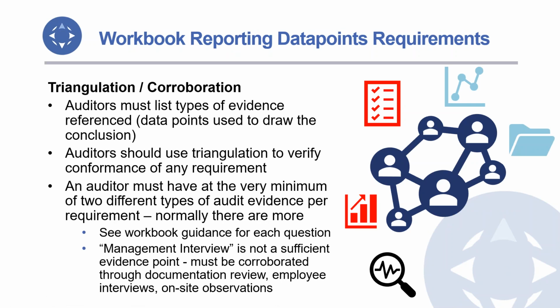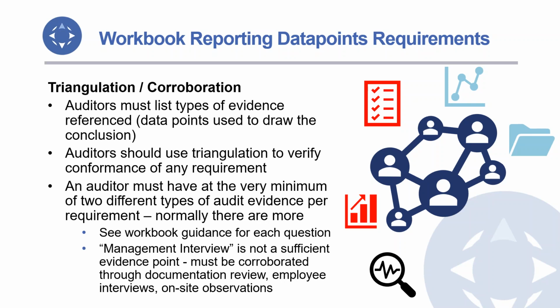So another reminder here in terms of completion of the workbook is just a stress on the data points requirements. Every question in the workbook is expected to have triangulation or at the very least corroboration of 2 or more data points. Auditors must list the types of evidence referenced, and you'll see in the annotated workbook, now every single question actually includes guidance of what types of evidence you can be reviewing.